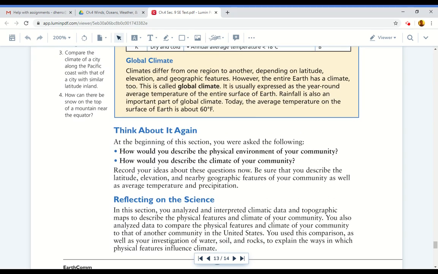Global climate. Climates differ from one region to another, depending on latitude, elevation, and geographic features. However, the entire Earth has a climate too. This is called global climate. It is usually expressed as the year-round average temperature of the entire surface of Earth. Rainfall is also an important part of global climate. Today, the average temperature on the surface of Earth is about 60 degrees Fahrenheit.